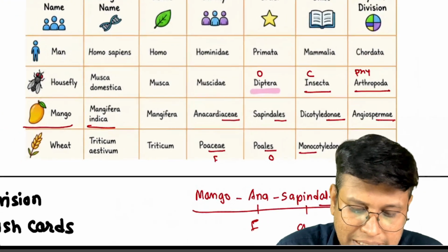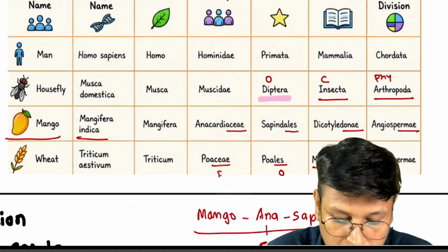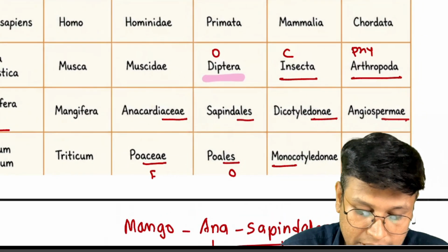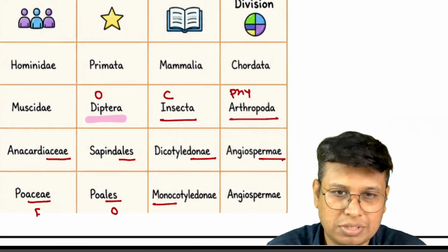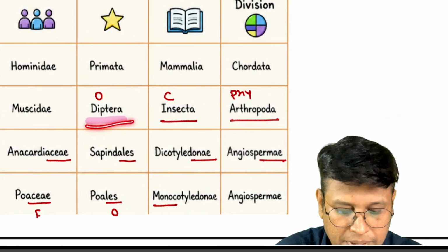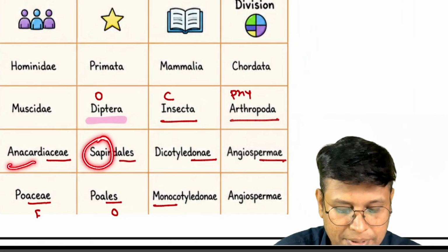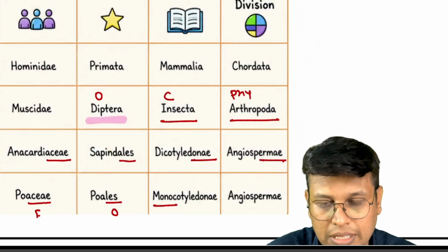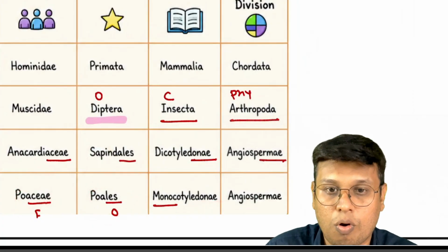So like this, you can develop your own tricks or use mine, doesn't matter, as long as you remember and apply this. Remember again how the questions will be framed. The question framing is not new. Almost the same kind of questions they will frame. So it is going to be Diptera order, Insecta class. Anna Sapindales, you can remember for mango, and Triticum aestivum is the name of the wheat. In that you can go with Poaceae and Poales or Monocotyledon.